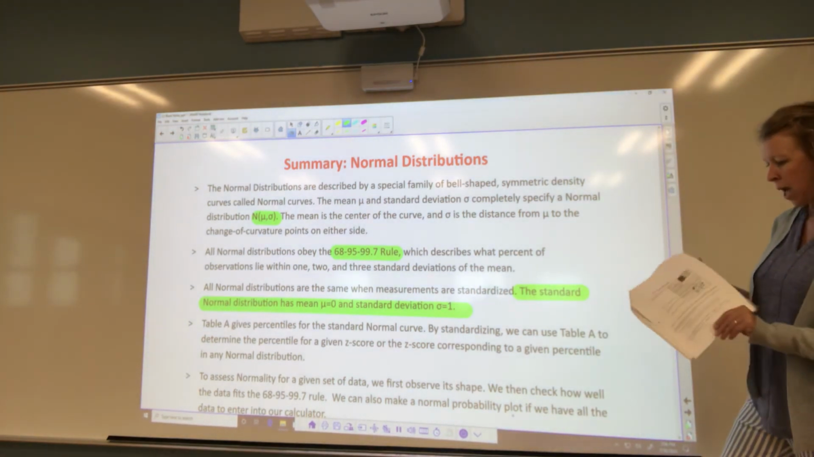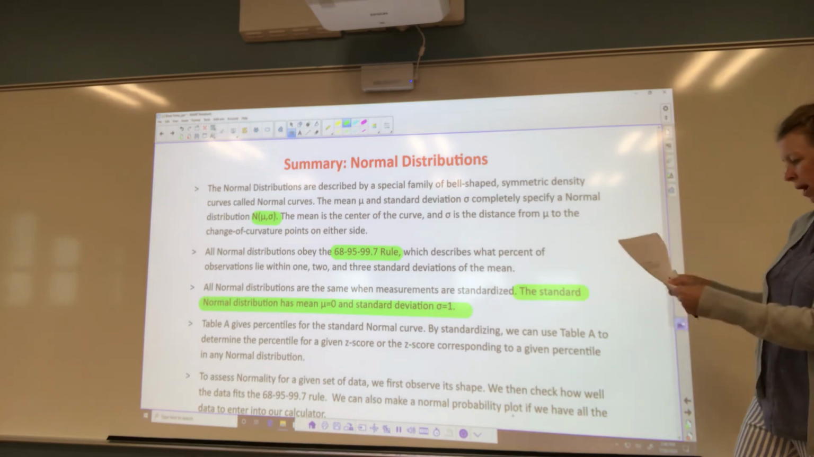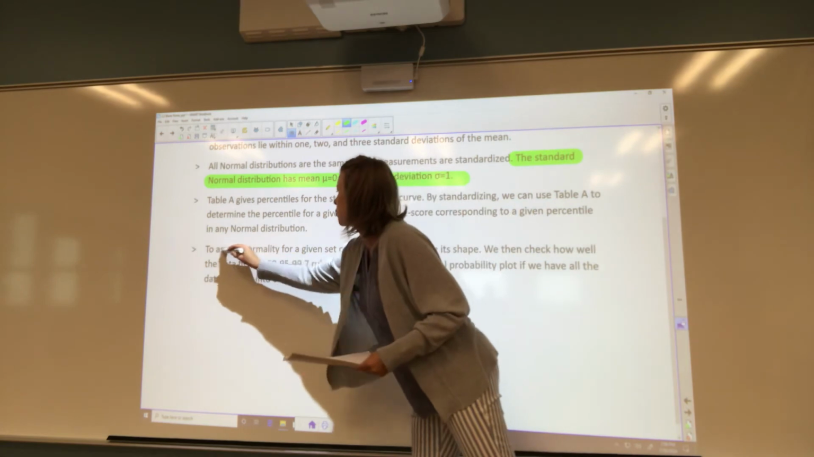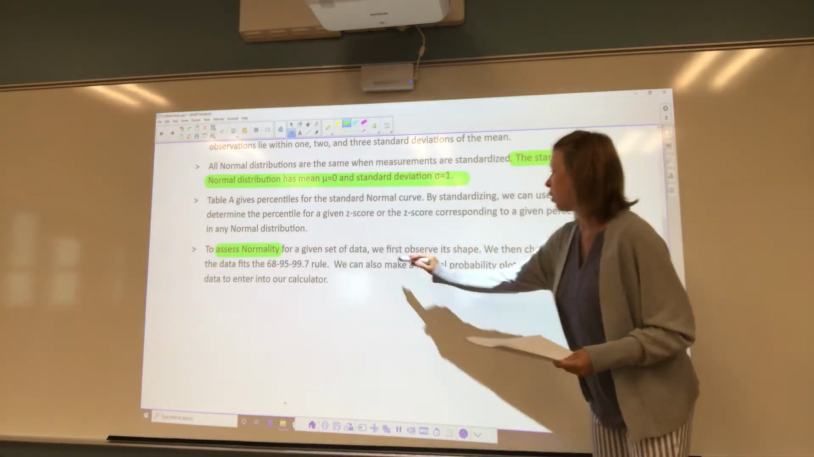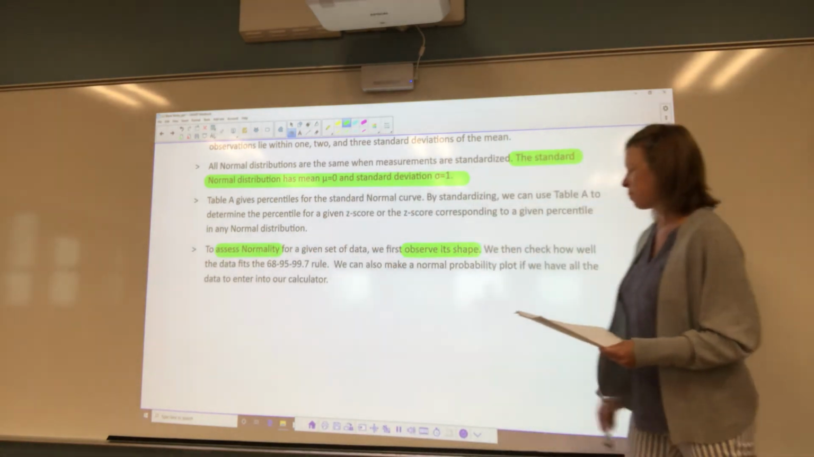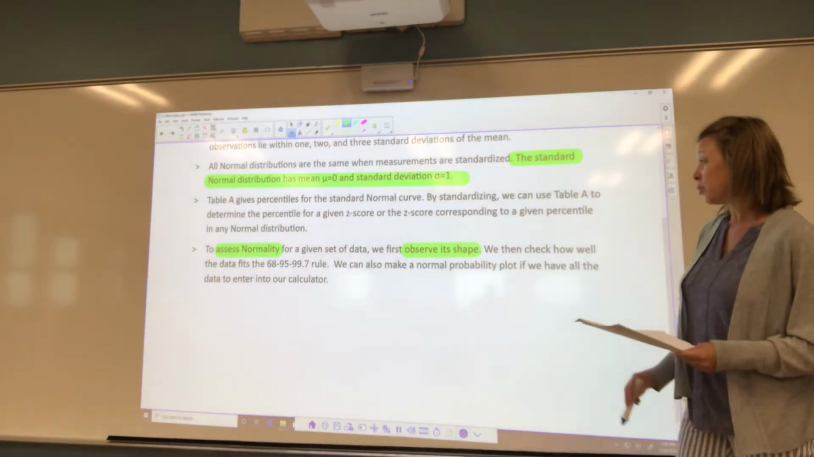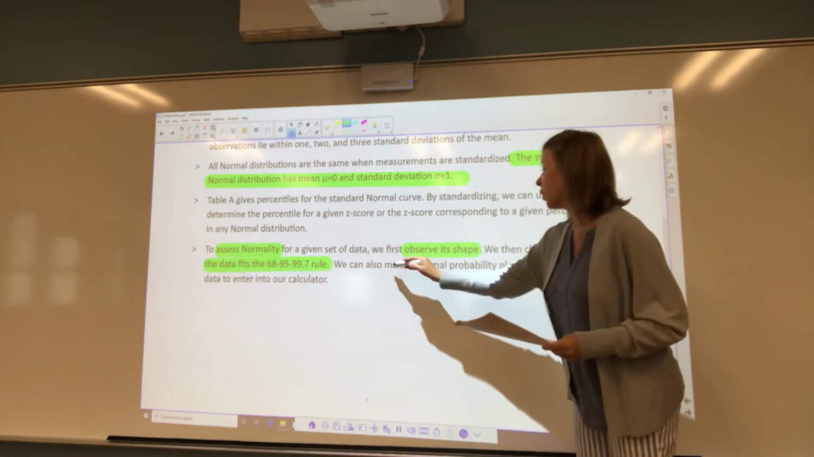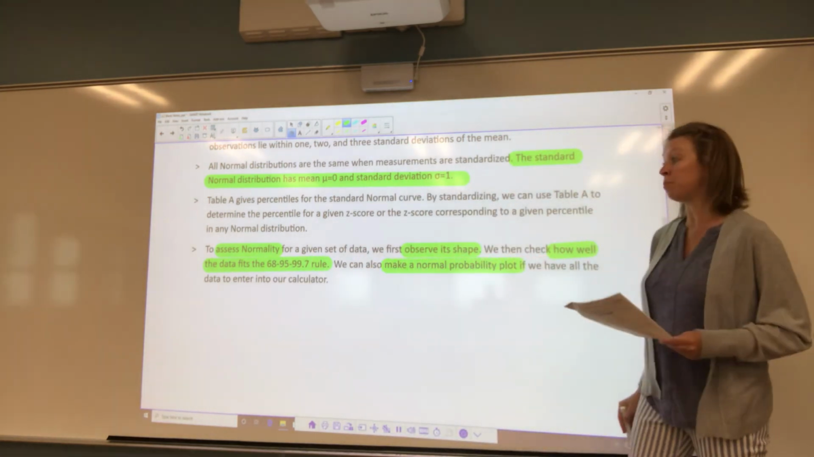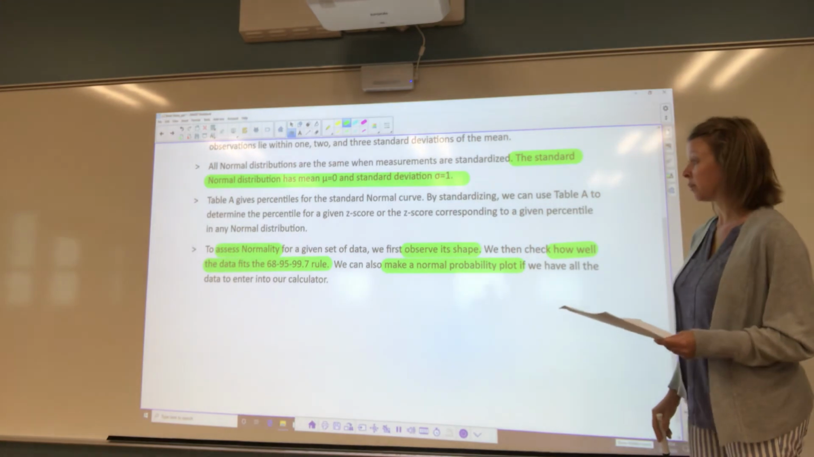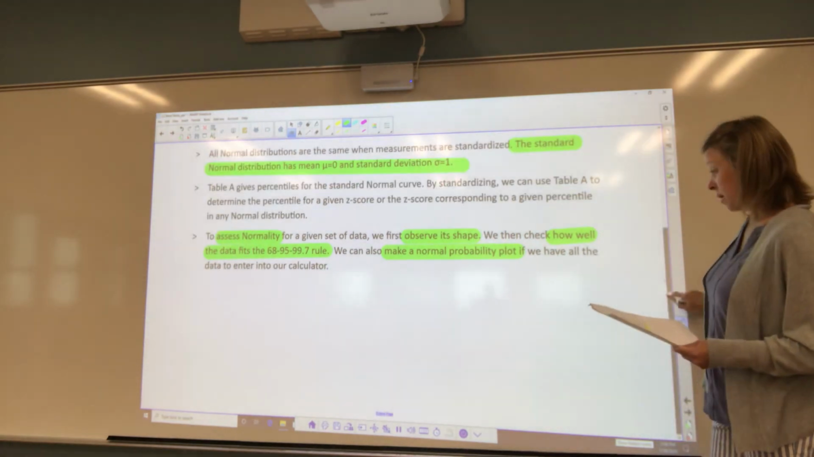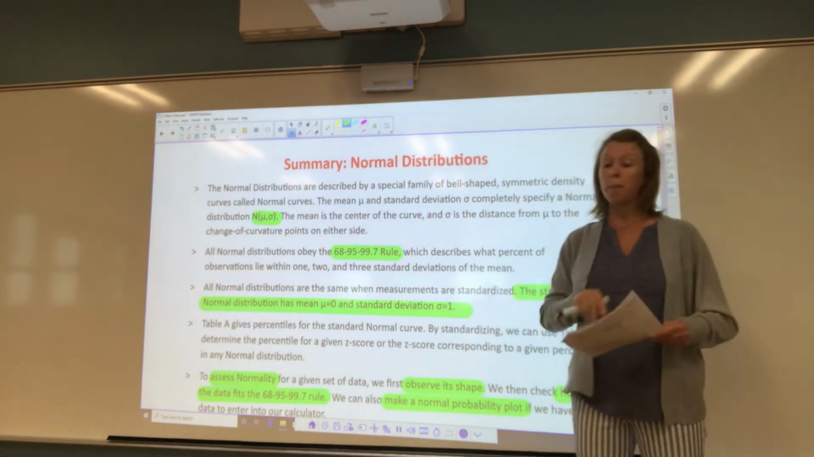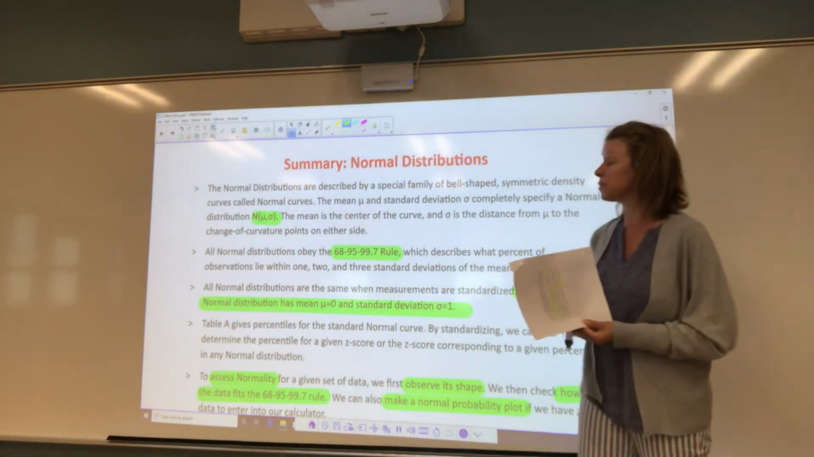And then also here on the back, the different ways to check or assess for normality. Option 1, you could just observe the shape of a graph, a dot plot. You can check how well it fits the empirical rule, or you could make a normal probability plot by putting it into your calculator. There should be a group of problems here, maybe on the previous page, that you should be able to do to wrap up all of the problems for this section 2.2.